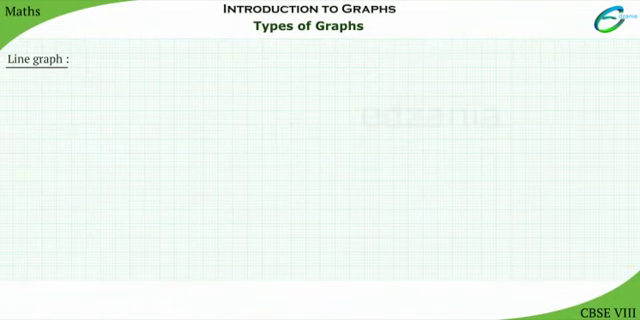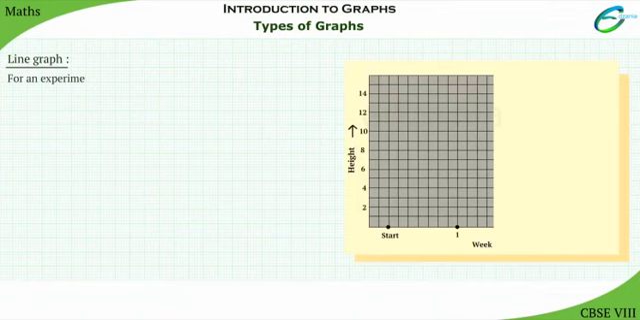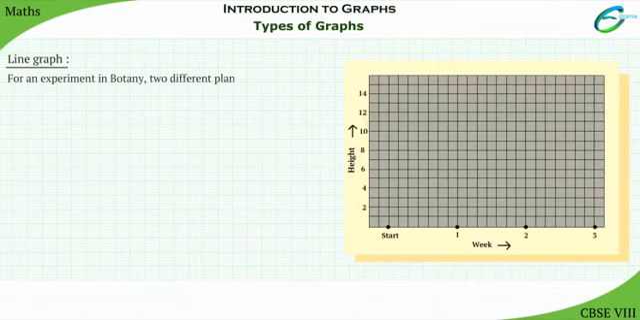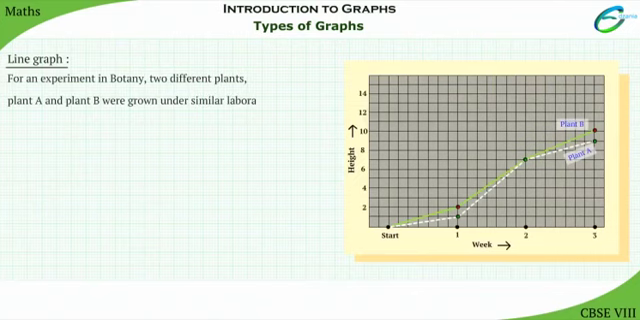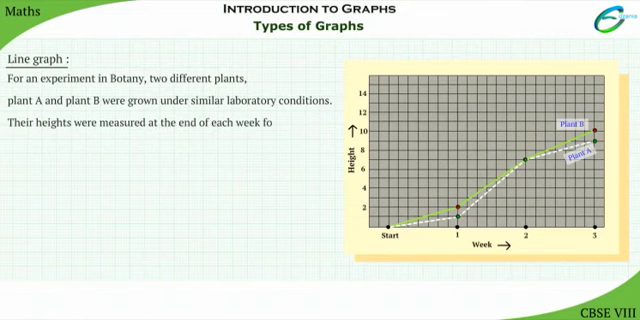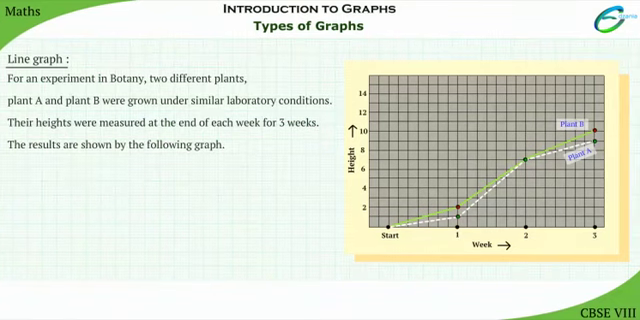Let's take an example. For an experiment in botany, two different plants, plant A and plant B, were grown under similar laboratory conditions. Their heights were measured at the end of each week for 3 weeks. The results are shown by the following graph. Let's try to answer a few questions by observing this graph.